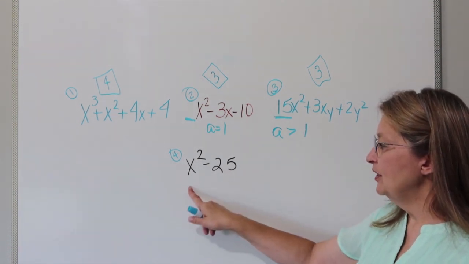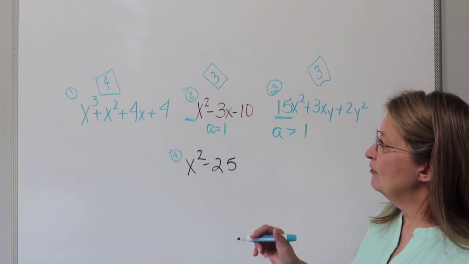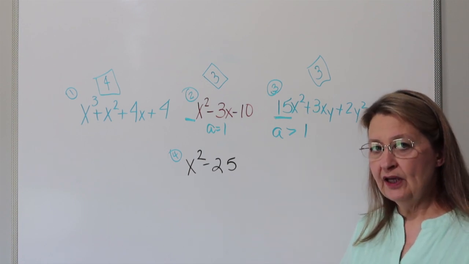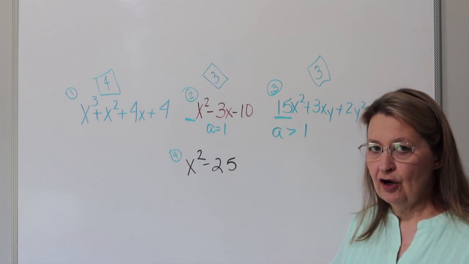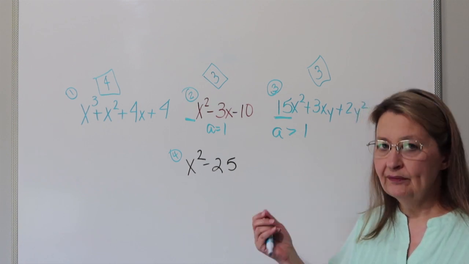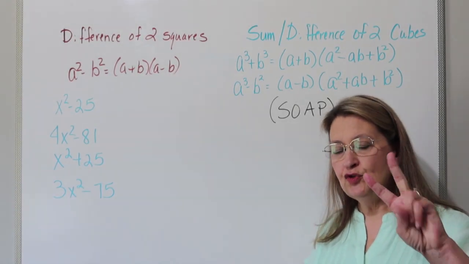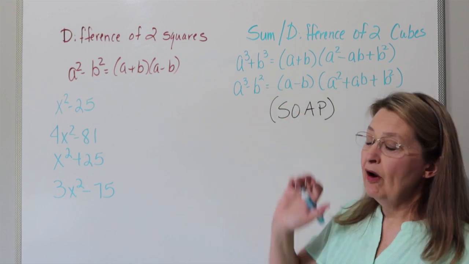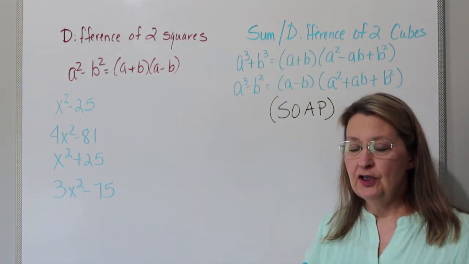Alright, our last one down here just has 2 terms. 1, 2. So we're going to have 4 different types of factoring. The first thing you're going to have to do is count your terms. 2 to 4. Everybody can do that. So you count your terms and you have 2 terms. You only have 2 options. You can use the difference of 2 squares, or you can use the sum or difference of cubes.